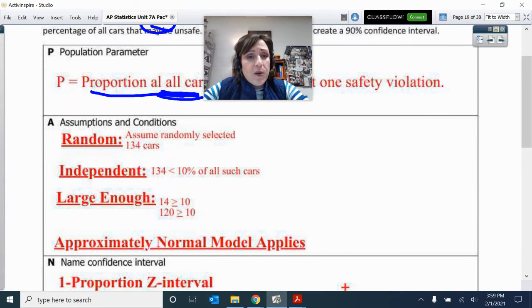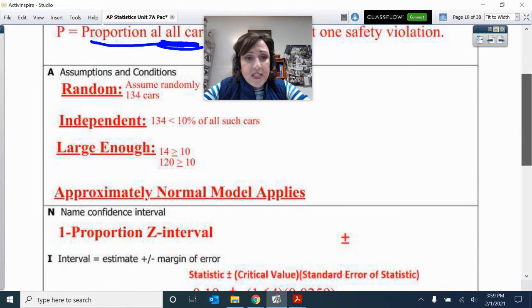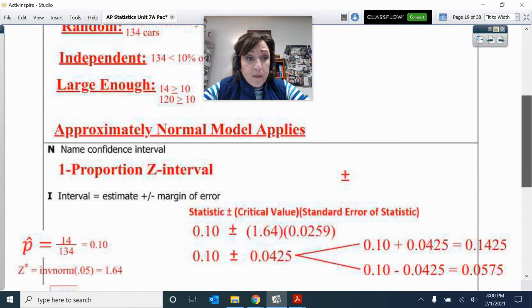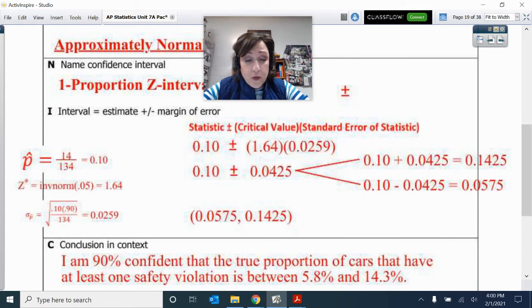Okay. So here we are assuming randomly selected 134 cars, 134 is less than 10%, and here was our large enough, at least 10 successes and failures. Approximately normal model applies. We have a 1 proportion Z interval. Okay, there was my P hat of 0.10. I think it was like 0.0104 or something, and I just did 2 decimal places.